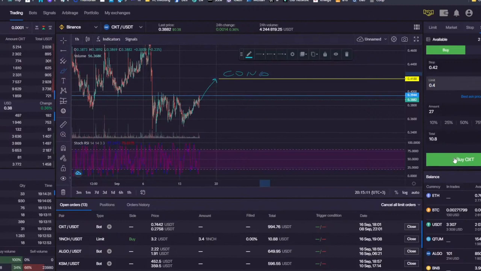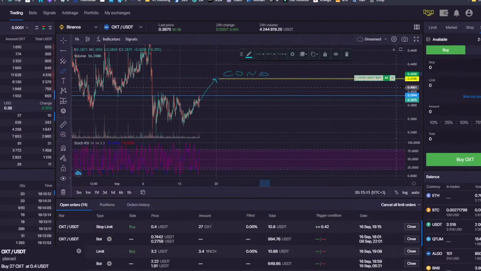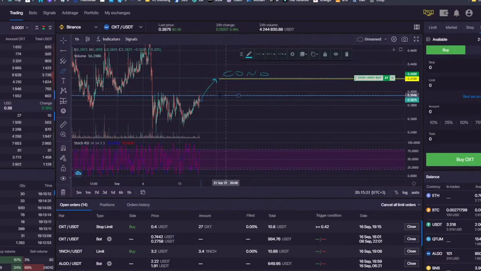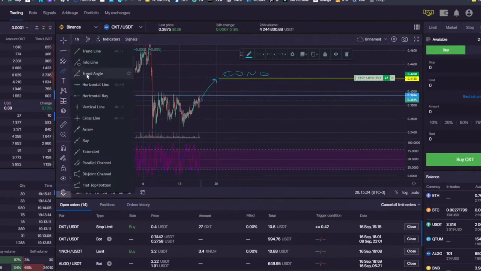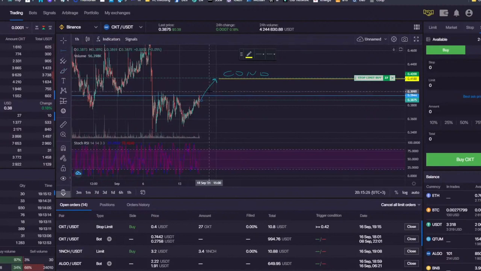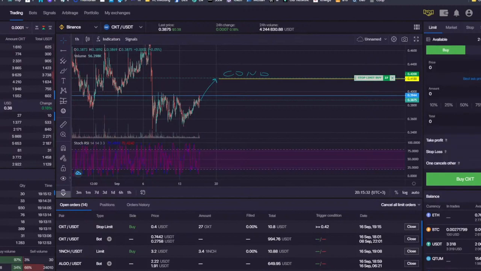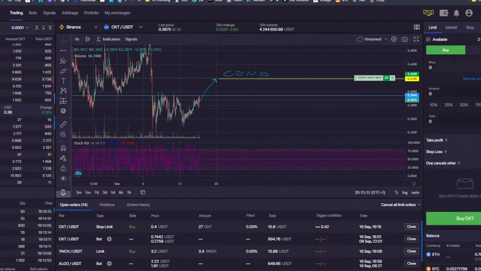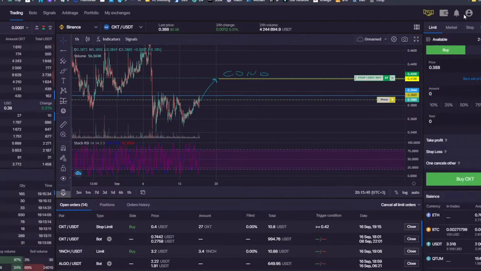Okay, so once I click buy, you will now see that my order is plotted where the price is 0.42, but once the market price hits it, it's going to plot a limit buy order at the price of 0.4. Okay, so that's the thing. Let's check real quick. Okay, for some reason it still doesn't work, but anyway, let's go back.